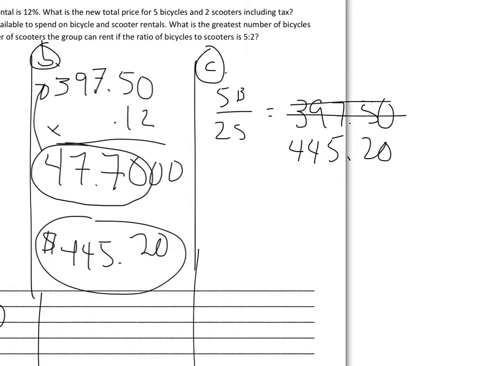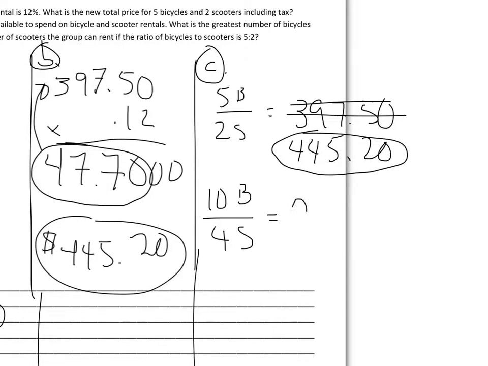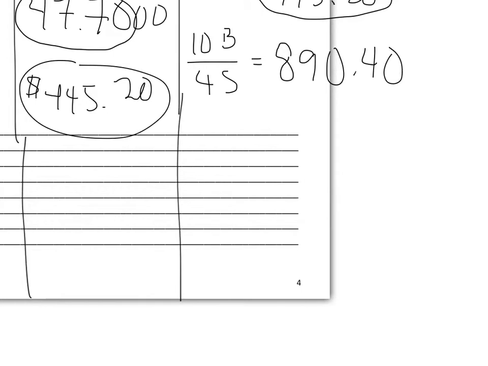If I want to keep this proportional, my next one is going to be 10 bikes and 4 scooters, because 10 over 4 reduces to 5 over 2. So if I double the amount of bikes, I have to double the price of the bikes. And if I double the amount of scooters, I have to double the price of the scooters as well. If I double everything, I know that I have to double the price. If I double the price, I'm going to get something like $890.40. Okay? And if I'm going to do this again, if they have $1,600, they still have more to spend.